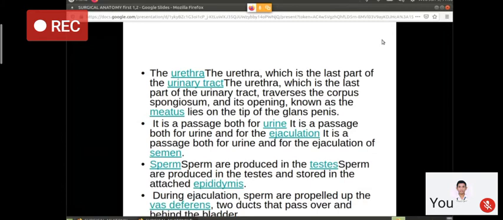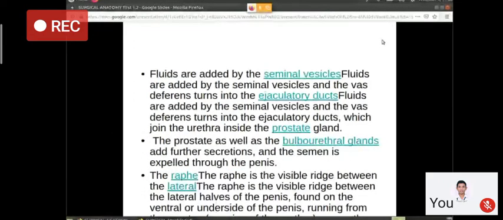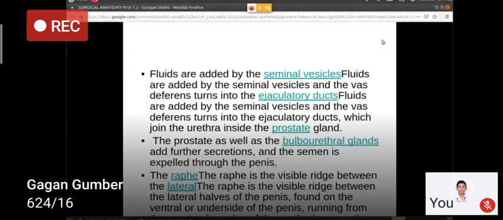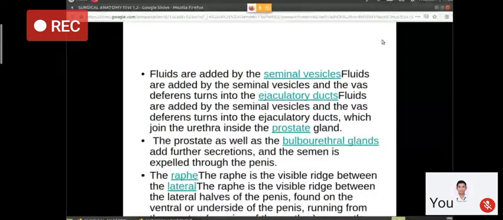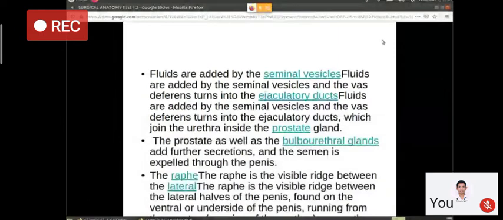The sperm are produced in the testis and are stored in the epididymis. During ejaculation, sperm are propelled up the vas deferens, two ducts that pass over and behind the bladder. Fluids from the seminal vesicles join the vas deferens to form the ejaculatory ducts. These join the urethra inside the prostate gland. The prostate, as well as the bulbourethral glands, add further secretions, and the semen is expelled through the penis.